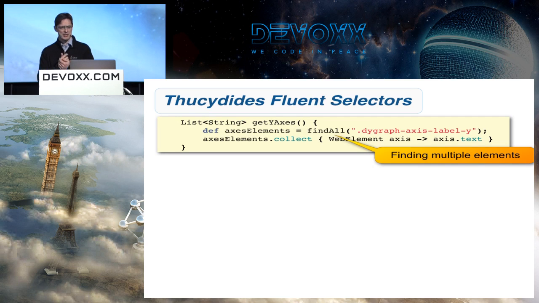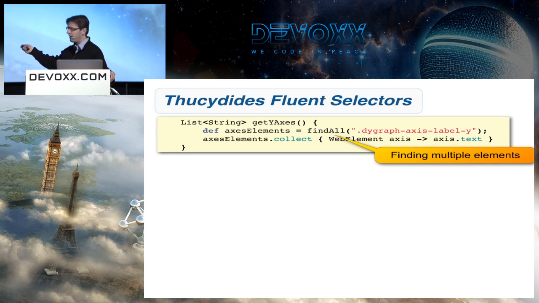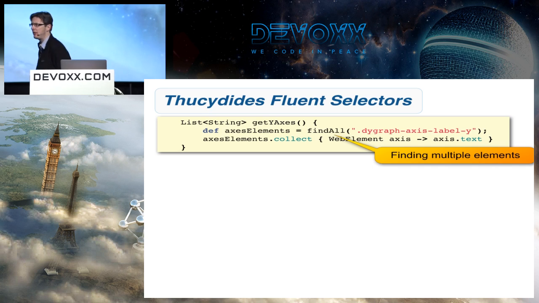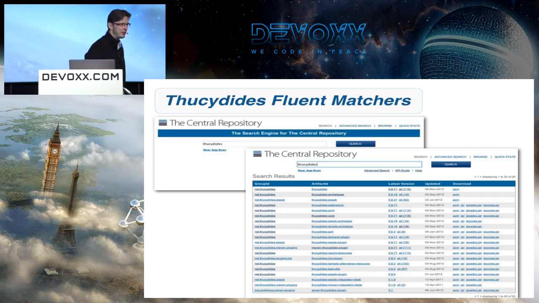So here's a last example of the selectors. You can also get a list of web elements as opposed to a simple web element. So here we've got find all, and giving it a CSS selector, it will return a list of, so what are we doing? We've got a graph and we're going to try and get the y-axis. Is that it? Yep, the y-axis from that graph. So again, you can do that in Webdriver. It's just a little bit more concise with the Thucydides layer on top. So helper methods, really.